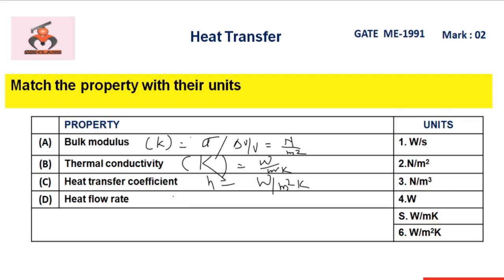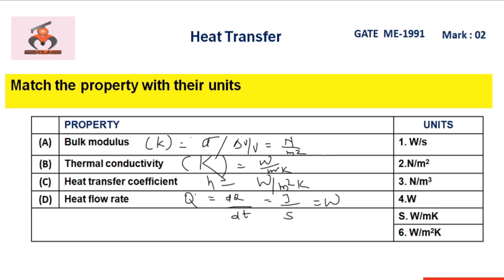Now heat flow rate is nothing but Q dot, or Q dash as you write it. So Q dot equals change in heat with respect to time, dQ by dt. So the heat unit is joule in SI unit and dt is second. So joule per second is nothing but watt.